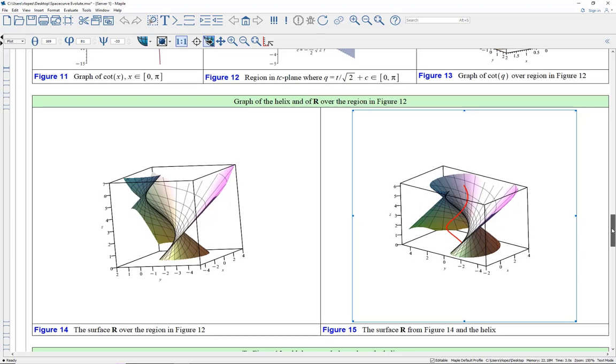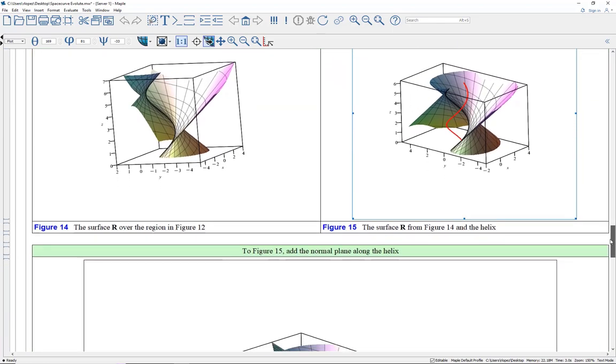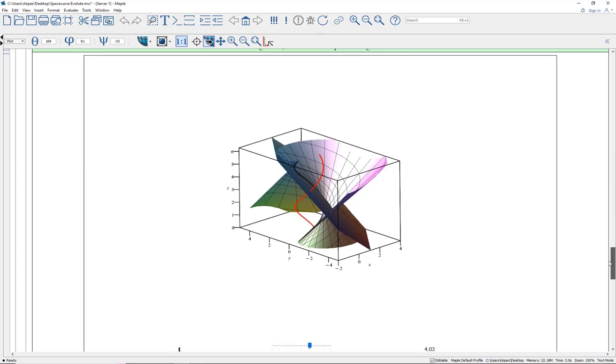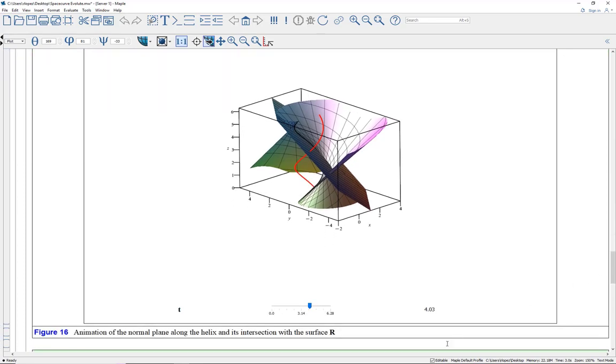The next thing I wanted to see was the normal plane. So this is a construction controlled by a slider. This is not the tangent vector. It is simply the variable t.